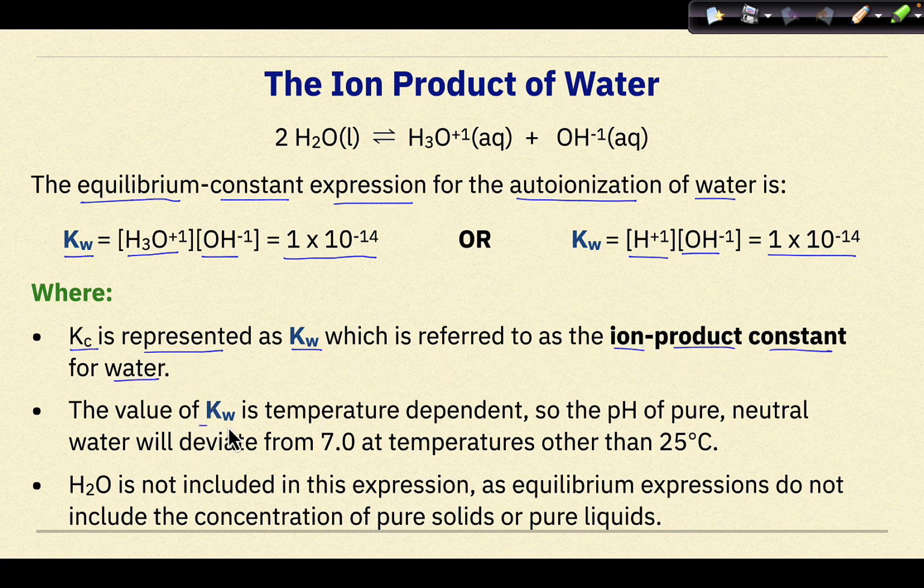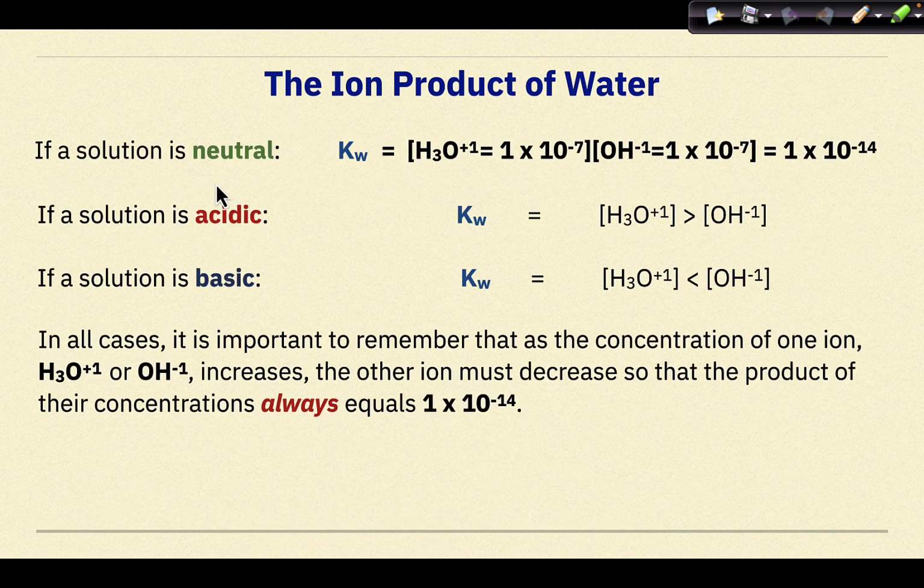The value of Kw is temperature dependent. That's very important. So the pH of pure neutral water will deviate from a pH of 7 at temperatures other than 25 degrees Celsius. We'll get into that more in a later video. H2O is not included in this expression, as equilibrium expressions do not include the concentrations of pure solids or pure liquids.